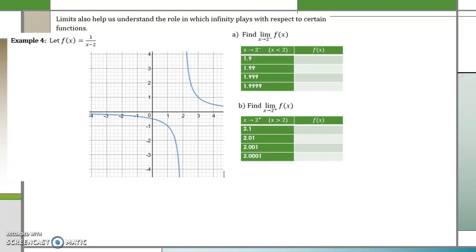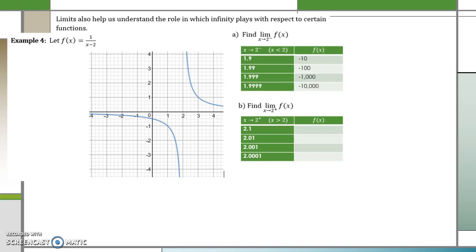Limits can also help us understand the role in which infinity plays with respect to certain functions, such as this next example. We have the rational function 1 over x minus 2. So let's see what happens as the limit as x approaches 2 from the left and as x approaches 2 from the right. So I'll plug in each one of these values, 1.9, 1.99, because I'm looking for values that are close to but yet smaller than 2.